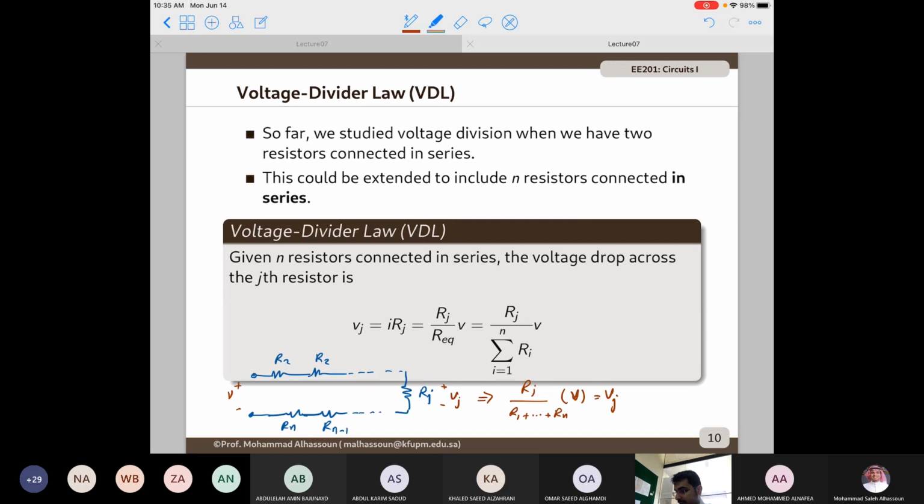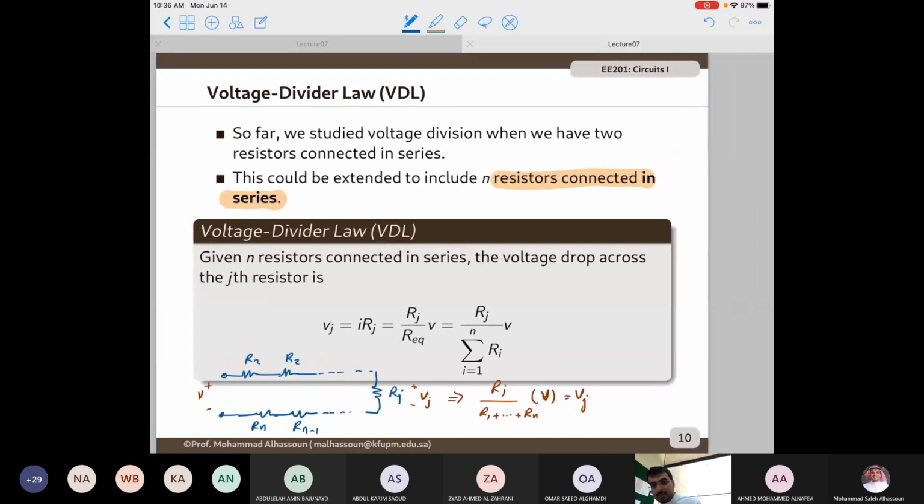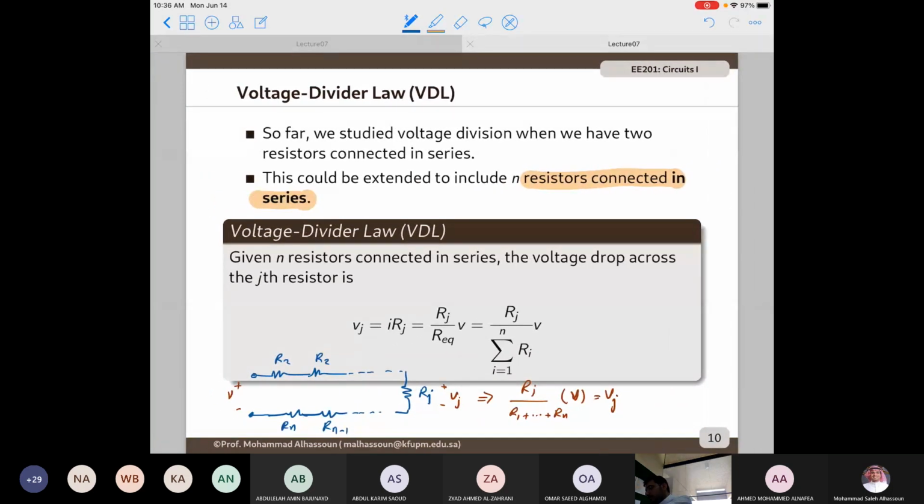And remember, for the voltage divider law, there's a very important condition. The resistors must be connected in series, which means that each individual resistance must have a different voltage level. If you have resistors connected in parallel, then the voltage divider law does not apply. Why is that? Because the voltage level is exactly the same across all of them. Okay. Any question or proceed?